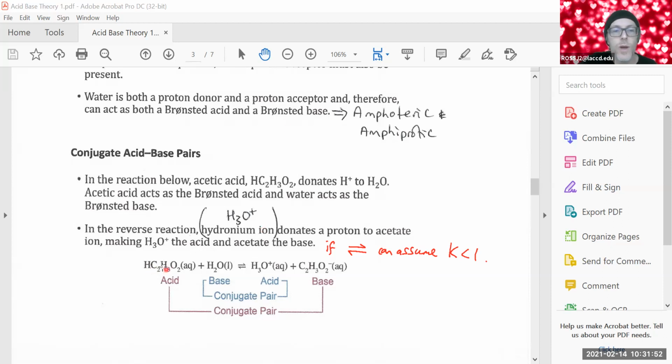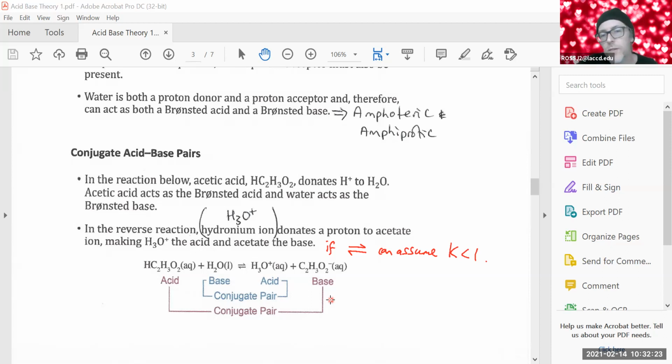Anyway, so we have acetic acid and water to give hydronium and acetate anion. And a conjugate pair essentially is one member of the reactant with one member of the product. So it's literally a before and after shot. You know, you were a reactant on the left, what did you become on the right? And conjugate pairs, I don't know if I've annotated anywhere else. Yeah, I've actually annotated on the next page. They can only differ by 1 proton.